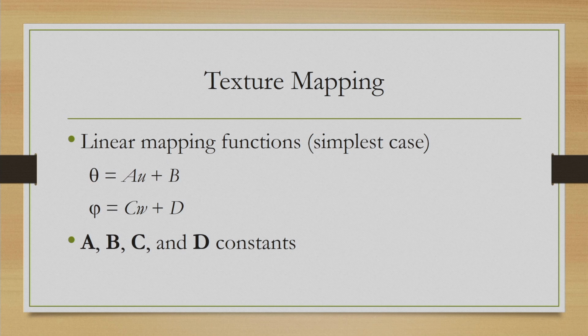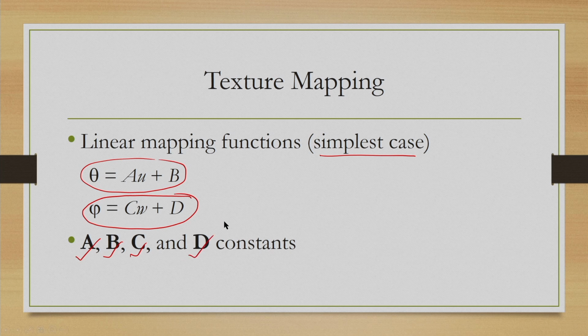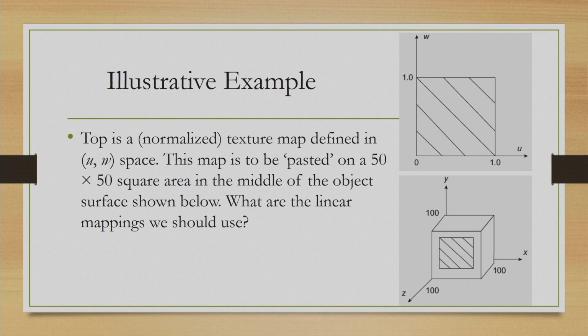And in the simplest case, these mapping functions take the form of linear functions as shown here, where there are 4 constants a, b, c and d. So, using these mapping functions, we map a texture value defined in the texture space to a value in the object space, and then use that value to create the particular pattern.